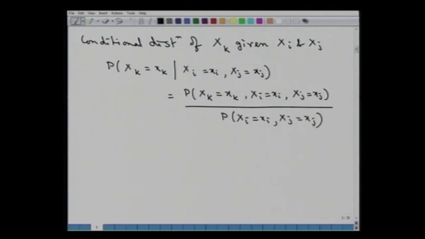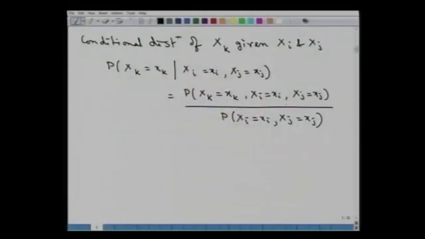So here what we have basically, in order to find out the conditional distribution of one random variable given two random variables xi and xj, any two random variables, of course xi and xj are not included in this xk here, when we look at this, the numerator in this conditional distribution of xk given xi and xj is the joint probability mass function of xi, xj and xk, and the denominator is xi and xj's joint probability mass function, right.